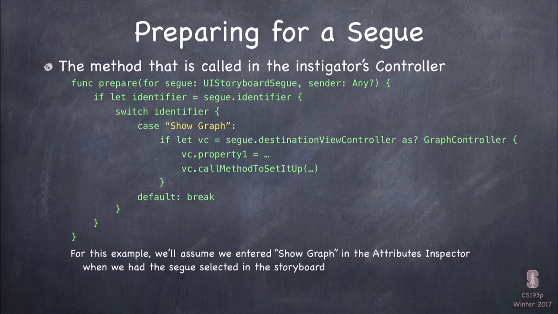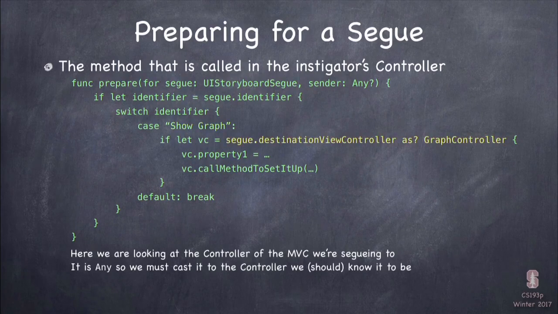And in the case of show graph, okay, which is the one we're going to do right here, we're going to prepare that graphing MVC to do its job. Okay? Now, in order to talk to that graphing MVC, we have to get it as a graph controller. Now, the type of that destination view controller that's in the segue object is just UI view controller. Okay? It doesn't know that it's a graph view controller or something like that. It's just UI view controller.